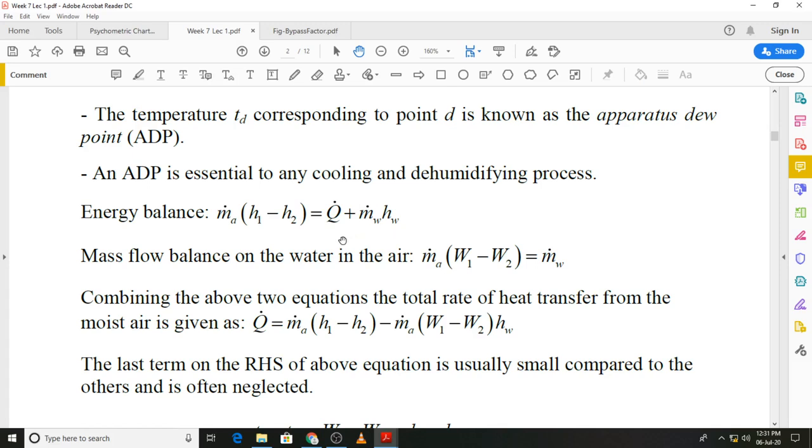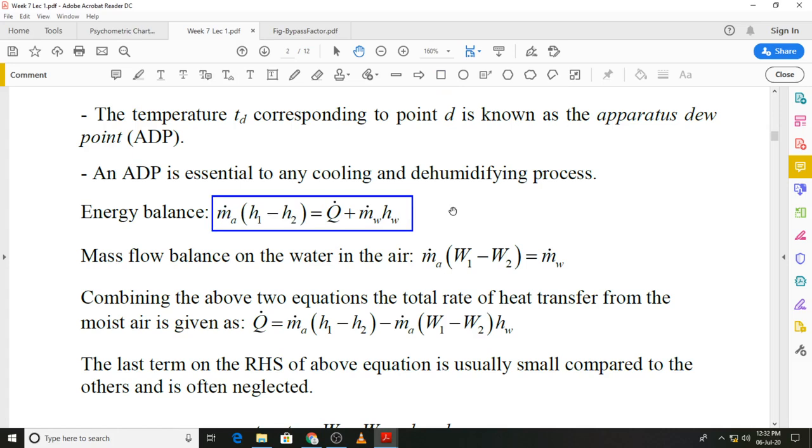So if we had a first equation, it would have been m dot a into h1 minus q dot minus m dot w hw, because that was the energy that was leaving your control volume, and then on the right hand side you would have m dot a into h2. So we just rearrange that equation, and that gives you the energy balance equation for a cooling and dehumidification process.